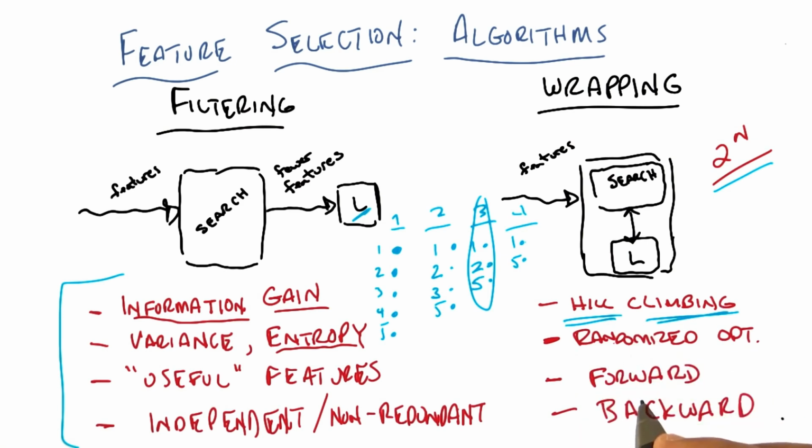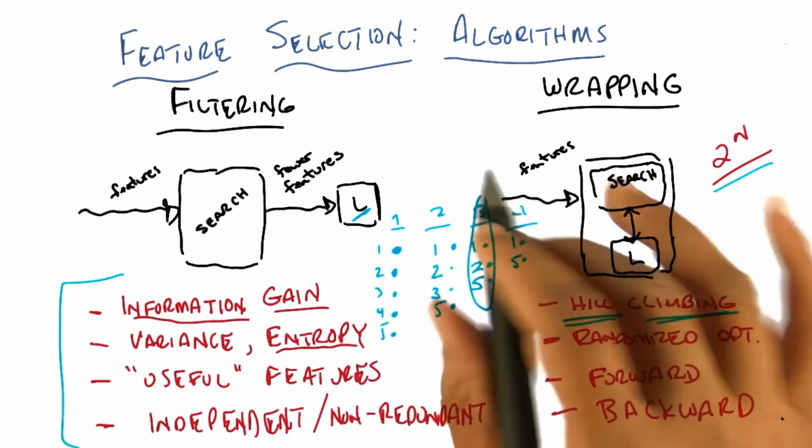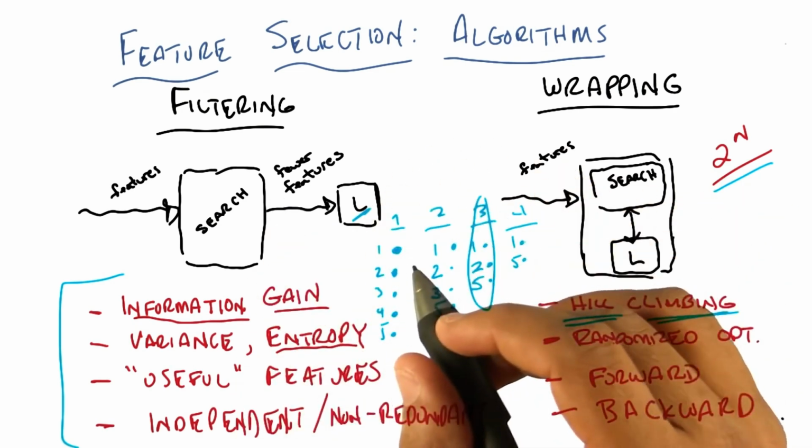And just have different methods for thinking about how to do the hill climbing. Do you add variables or remove variables, or do you do some kind of random search? But ultimately, in both cases, you have some function you're trying to optimize over.